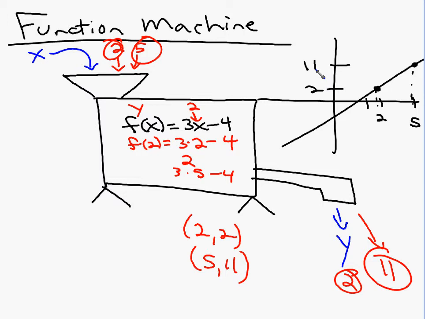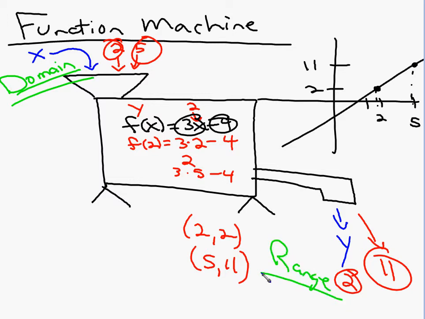Well, in this case, it multiplies it by 3 and subtracts 4. All of these numbers that go in are called the domain of the function. That is very important that you learn that word. Domain is all of the x values that make the function work. We're going to give it a formal definition in a minute. All of the numbers that get spit out are called the range.